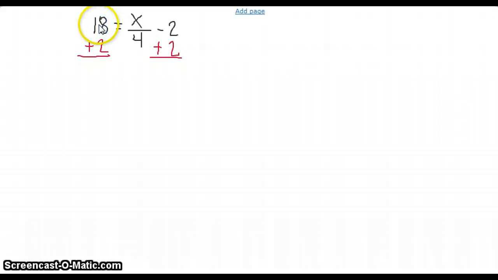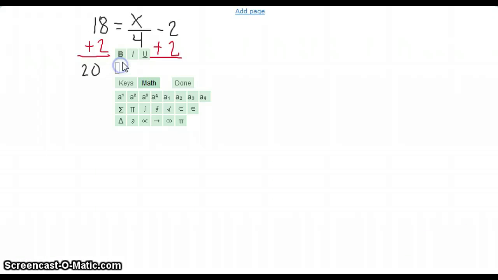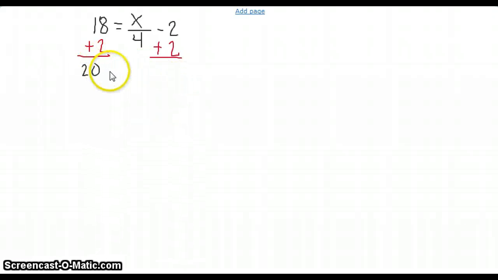Alright, so 18 plus 2 will give us 20. And that still is going to leave us with x over 4. Now we know negative 2 plus 2 is just going to completely cancel out. I could write plus 0 here, but there's really no sense in that. So that really just leaves me with the 20 equals x over 4.